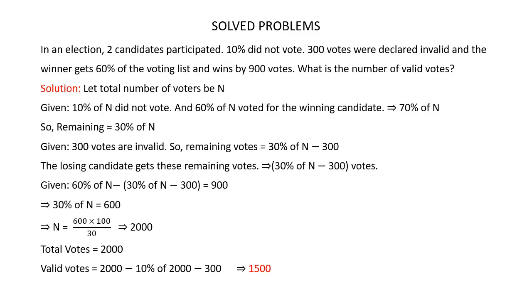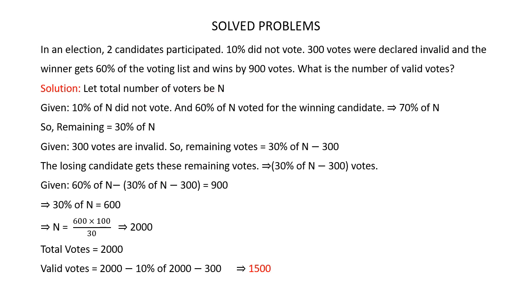In an election, two candidates participated. 10% did not vote. 300 votes were declared invalid, and the winner gets 60% of the voting list and wins by 900 votes. What is the number of valid votes? So we are asked to find the number of valid votes. But to do that, we have to know the total number of votes in the election. But we do not know the total number of voters in the election. So let's assume that the total number of voters in the election is n.